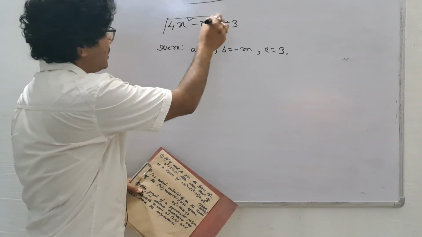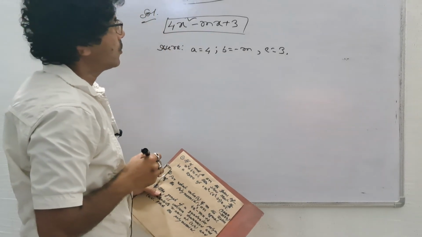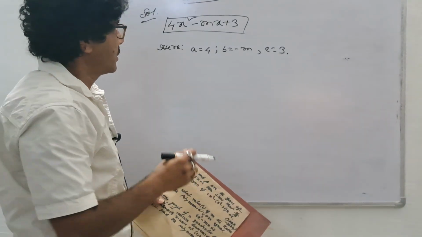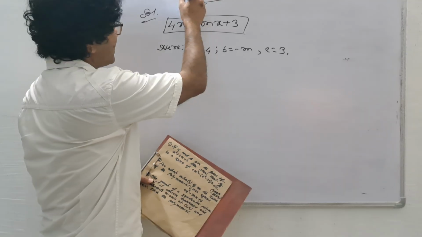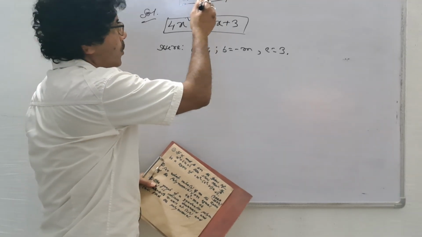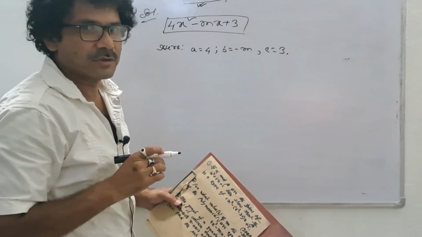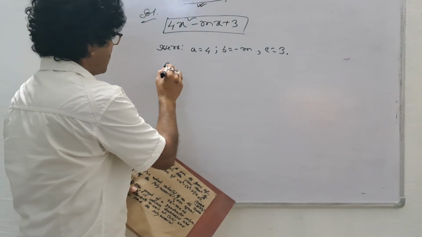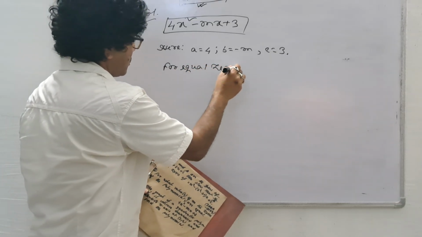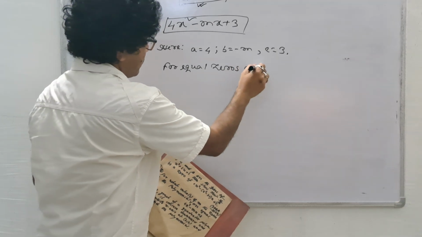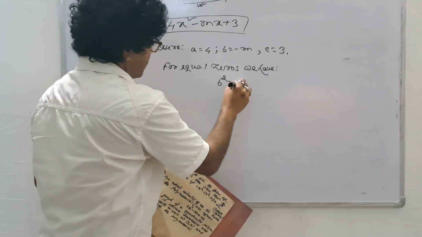This polynomial will have equal zeros if b squared minus 4ac is equal to 0. The standard quadratic polynomial will have equal zeros if b squared minus 4ac is equal to 0. For equal zeros we have b squared minus 4ac is equal to 0.